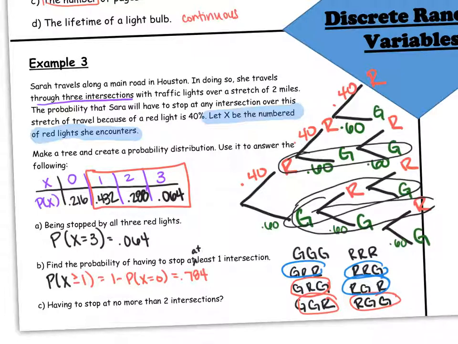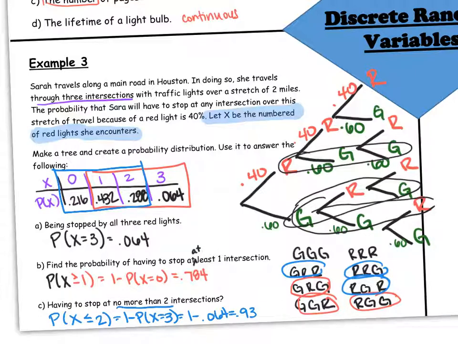Next one says, what is the probability of having to stop at no more than 2 intersections? So no more than 2. What does that mean? Less than or equal to. So that's x is less than or equal to 2, which would be these back this way. What's the quicker way? Subtract the 3 case from 1, which is 1 minus 0.064, which is 0.936.